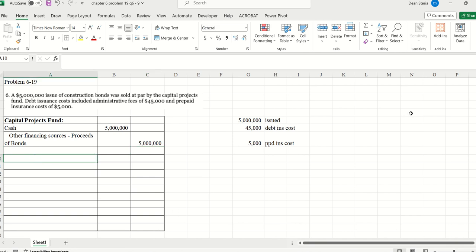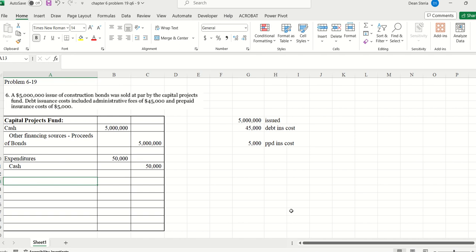And then we have expenses or expenditures. And we pay them with cash. How much do we have for expenditures? Well, that 45 and the 5 right here is going to be 50,000. Okay.